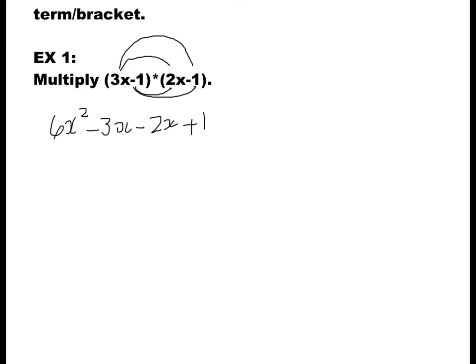Now, we have to simplify these terms. 6x squared, there is no like term to 6x squared. So, 6x squared is going to be left as 6x squared. But negative 3x and negative 2x are like terms because they have the same variable with the same exponent. So I can add or subtract them. Negative 3x minus 2x is going to give me negative 5x. And the only term which is left is plus 1. So I'm going to be left with the trinomial 6x squared minus 5x plus 1.